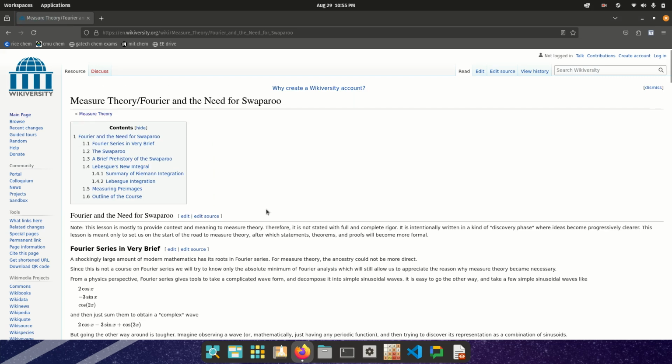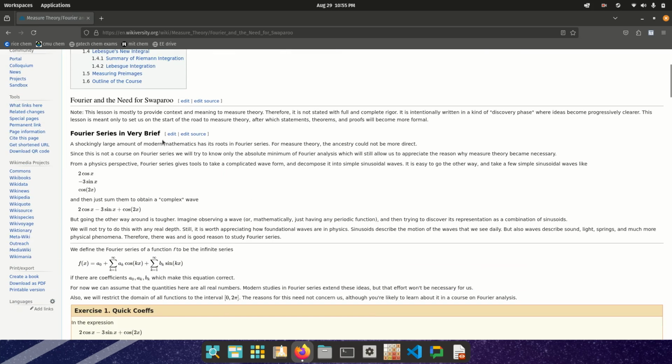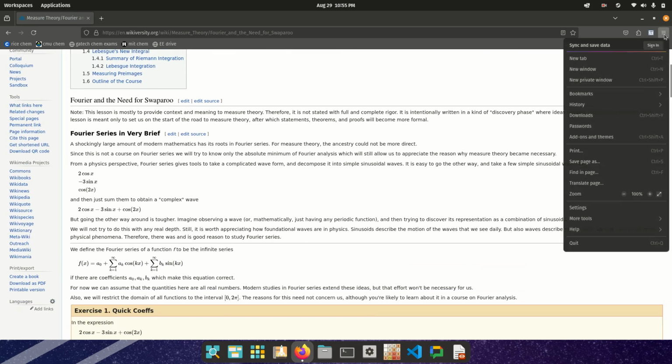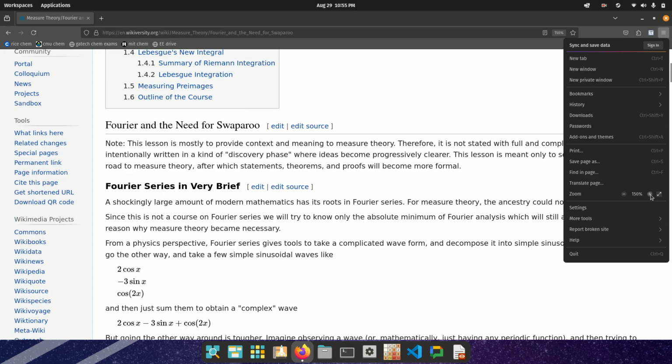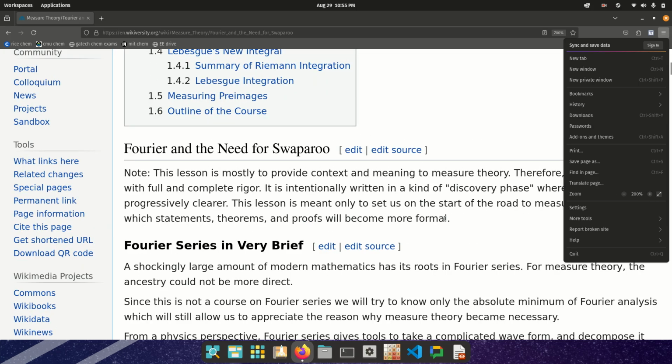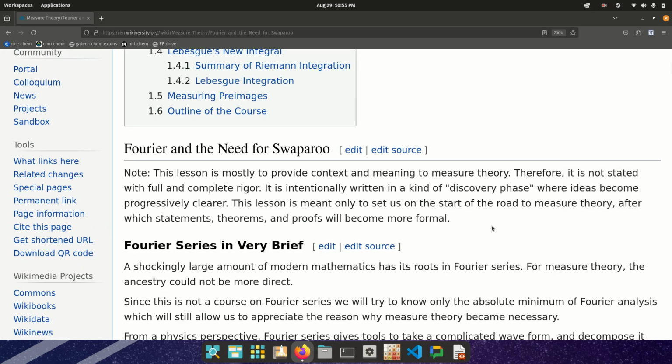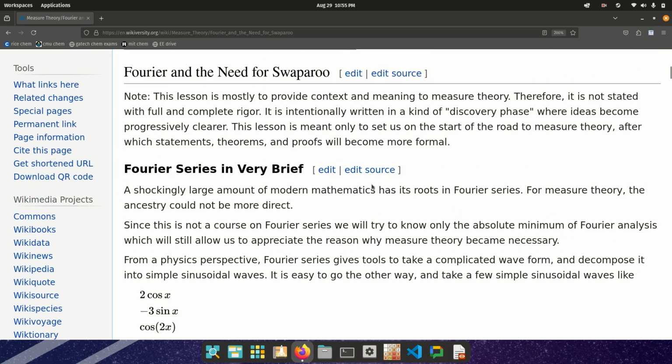So this starts with Fourier analysis. Now we're going to do just the briefest and most informal introduction to Fourier series. By the way, this is kind of in the discovery phase of talking about these topics, and so we're not going to be very rigorous. We just want to get some sense of motivation.